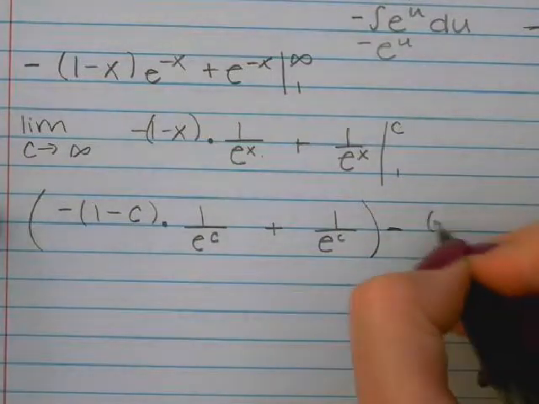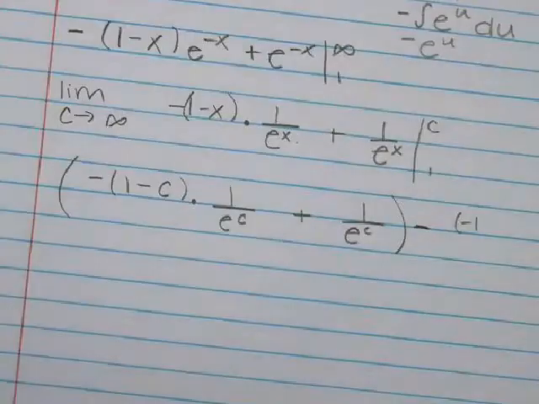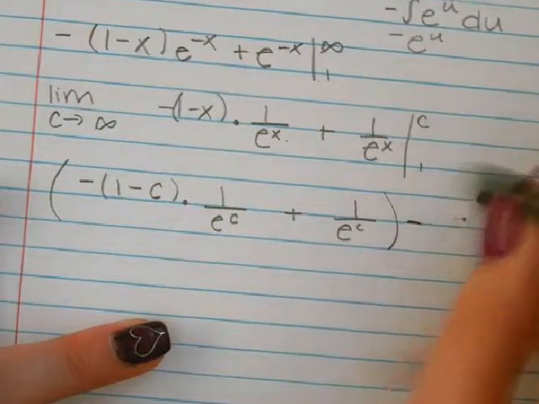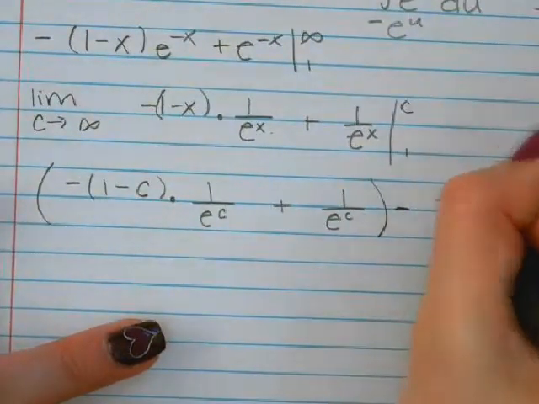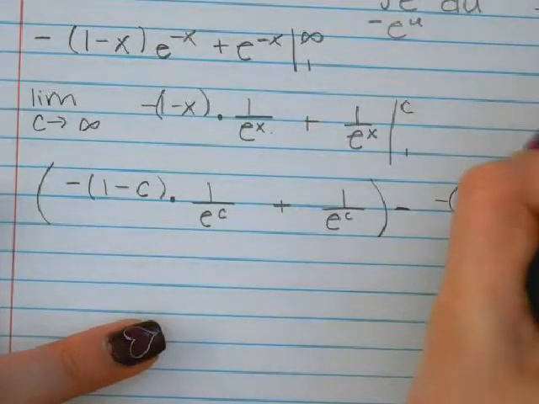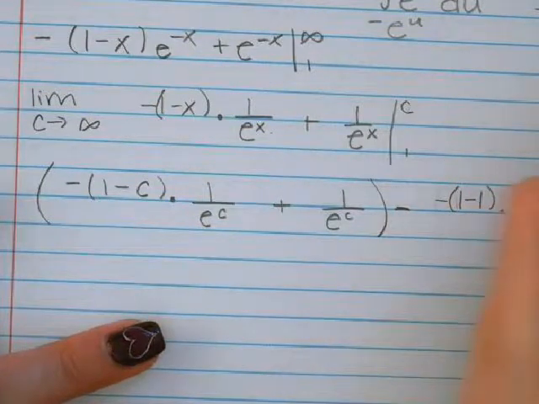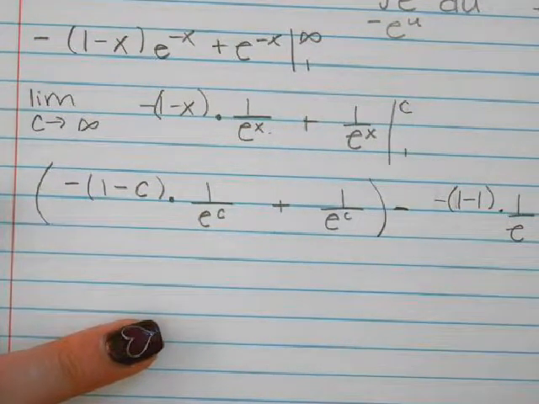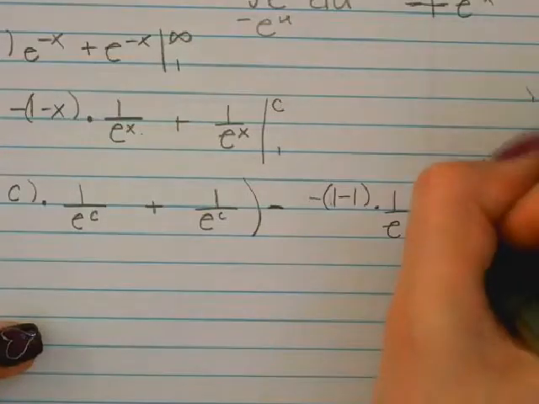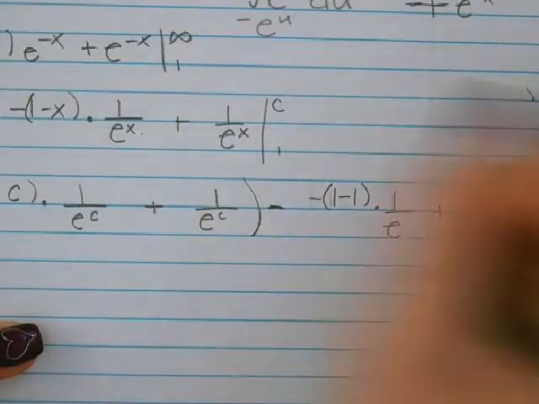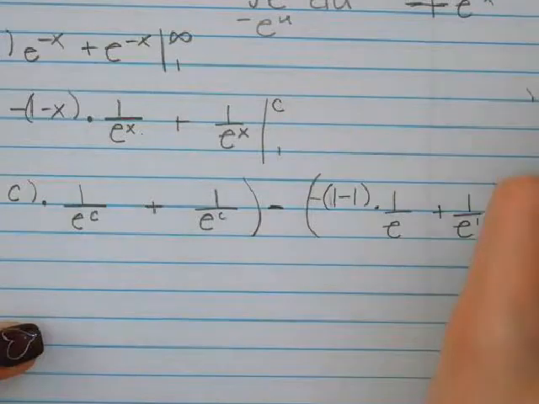Minus negative 1, nope. My negative went in the wrong spot. All right, minus, and then the negative goes in the front. (1 minus 1) times 1 over e to the first power plus 1 over e to the first power. Okay.